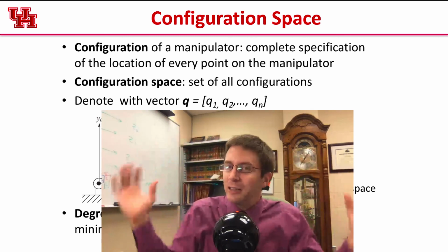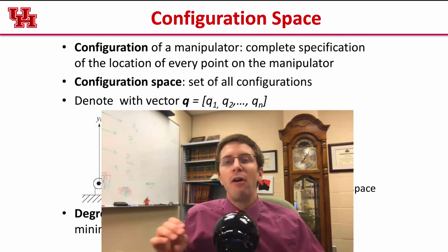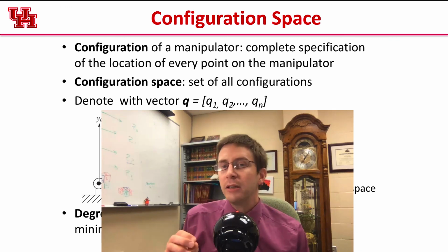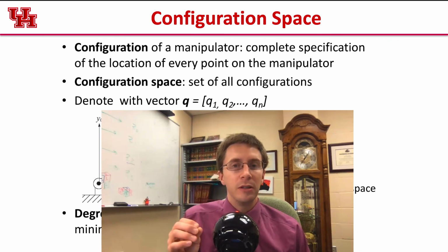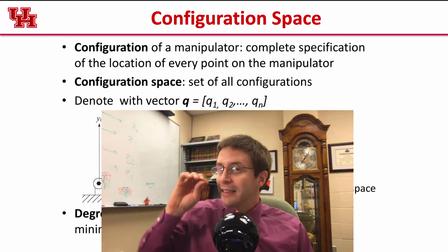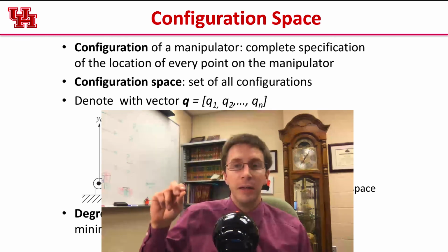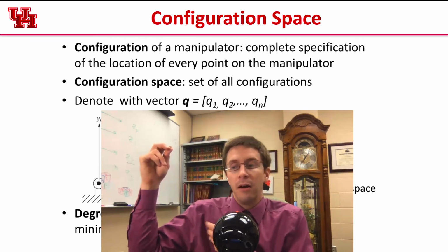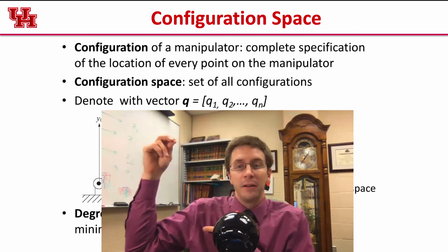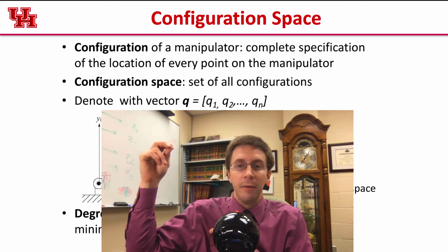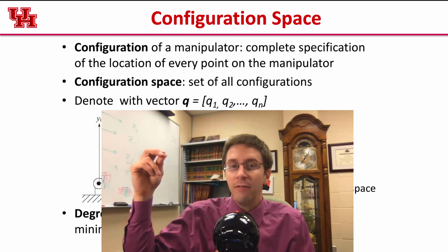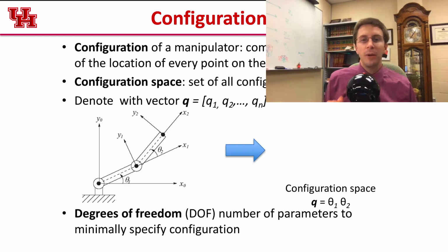And so the configuration space then is a set of all possible configurations. We denote a configuration by a vector Q, which is bold in this class, and then that vector will just be what is the angle of each of these joints, or what is the depth of the prismatic movement for each joint. And it'll be, if we've got n joints, then it'll be a 1 by n vector. And so here's our example over here.